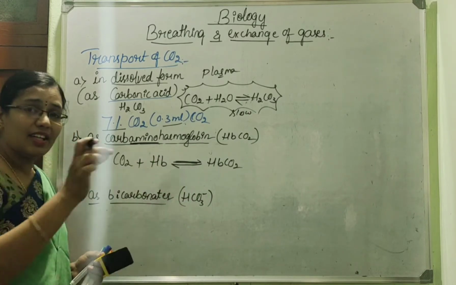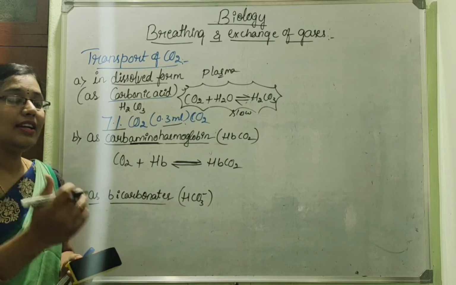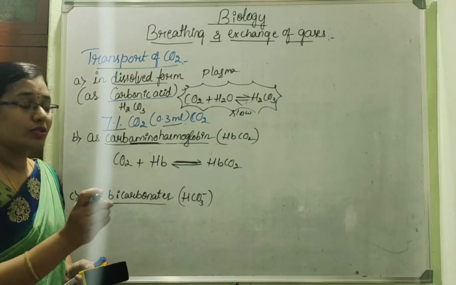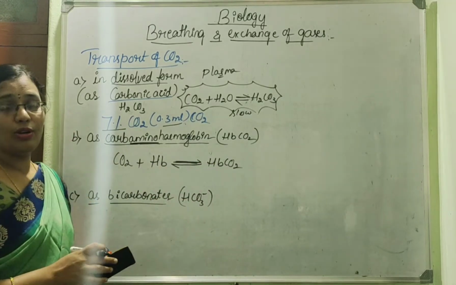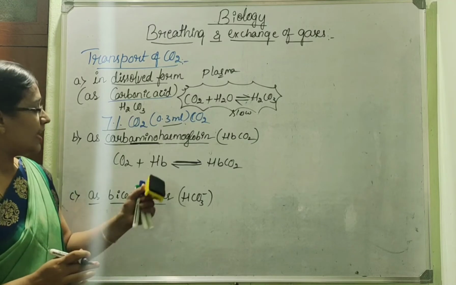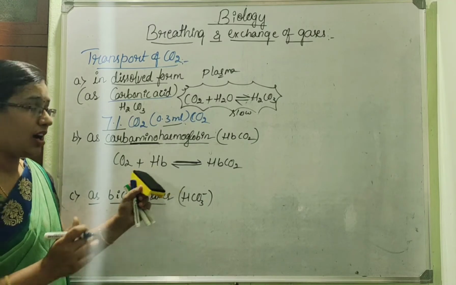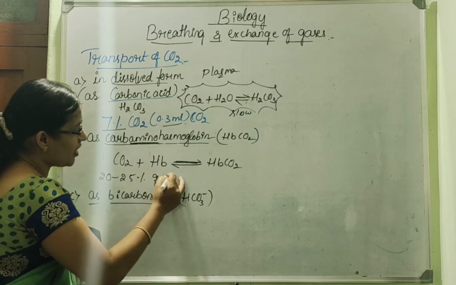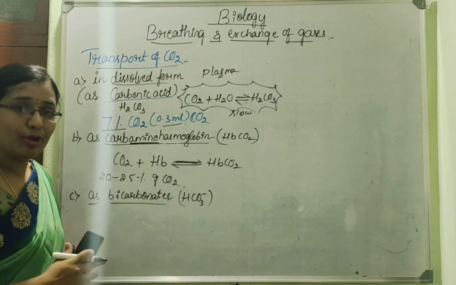So here at the tissue site, what happens? The released carbon dioxide binds with hemoglobin to form carbaminohemoglobin, which is a reversible, temporary complex. And in this form about 20 to 25% of carbon dioxide is transported to the alveoli.